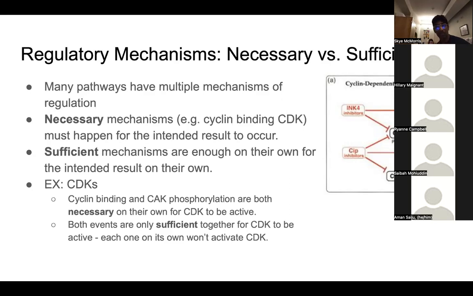Sometimes you have mechanisms that aren't necessarily necessary, in which case they wouldn't be part of the sufficient part, because even if you don't need them, even if that doesn't happen, you might still get the intended effect, right? So if some mechanisms are not necessary, they're not part of what is sufficient for the end result.